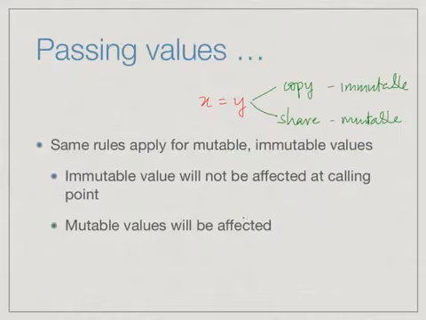So immutable values will not be affected at the calling point in our case, and mutable values will be affected. It's as though we are making an assignment between the expression of the name at the calling point to the name in the function. So if the function modifies that name, if it is an immutable value, nothing will happen here. If it is a mutable value, something will happen.